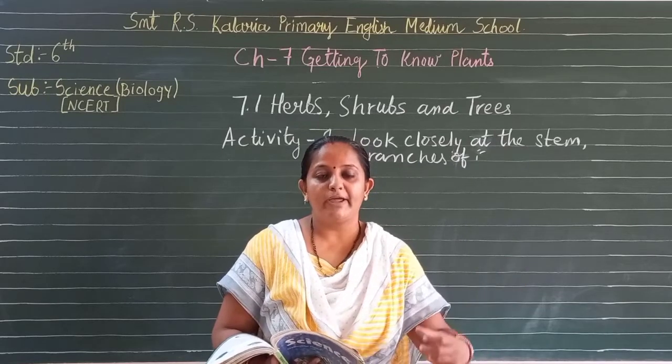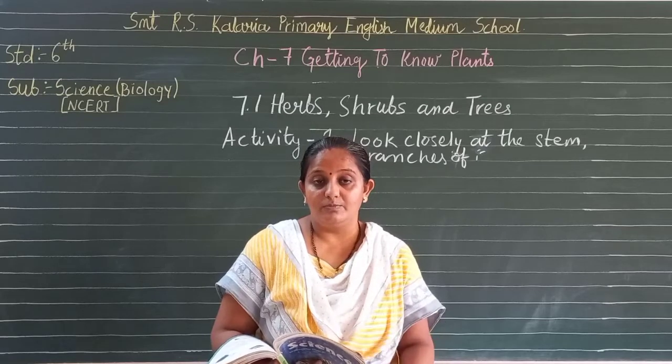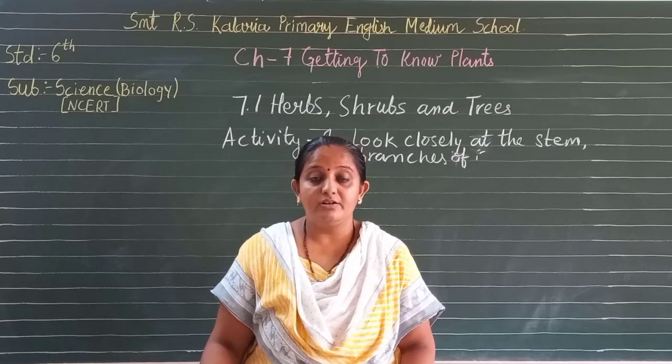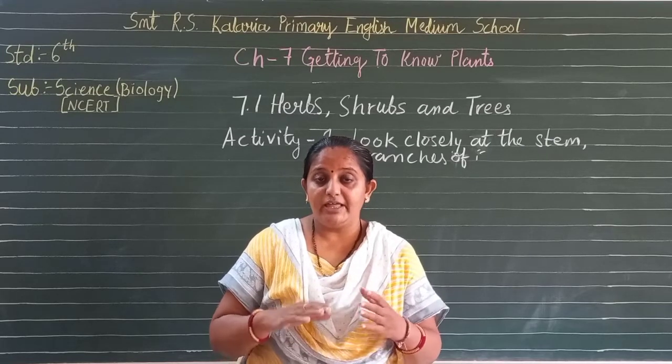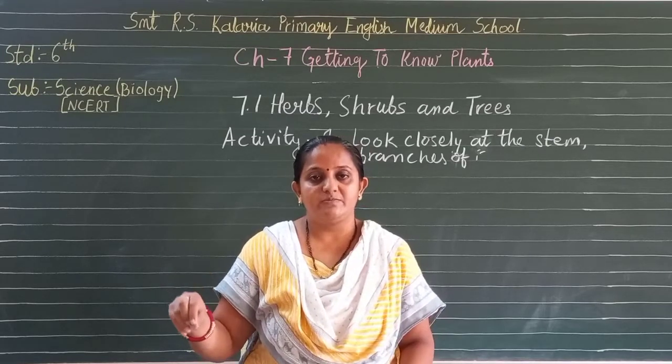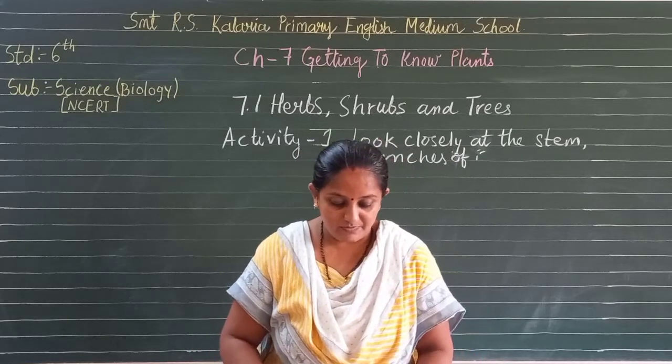We have understood about the mango tree and neem tree, that are trees. We have understood about herbs, that is a tomato. We have understood about shrubs, that is a lemon. So that there grows from the base stems. The tomato's branches are green and soft, tender.